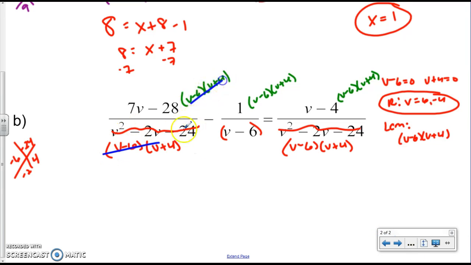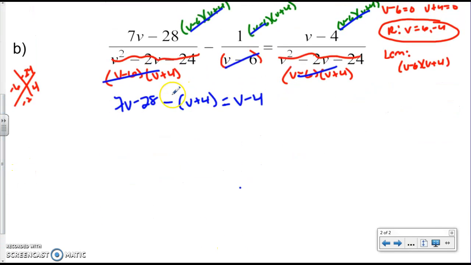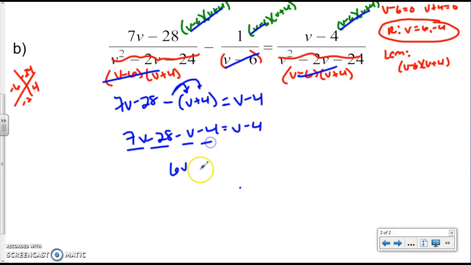Same thing on the bottom and top, those cancel, so I have 7v minus 28. The v minus 6's cancel, so I have a minus, and I'm going to leave that in parentheses because of that minus sign. And then the third one cancels, so I'm left with v minus 4. Okay, a little bit more work to solve this one from here. Distribute the negative sign, so we get 7v minus 28 minus v minus 4 equals v minus 4. Combine my like terms, so 7v minus v is 6v, negative 28 minus 4 is negative 32.